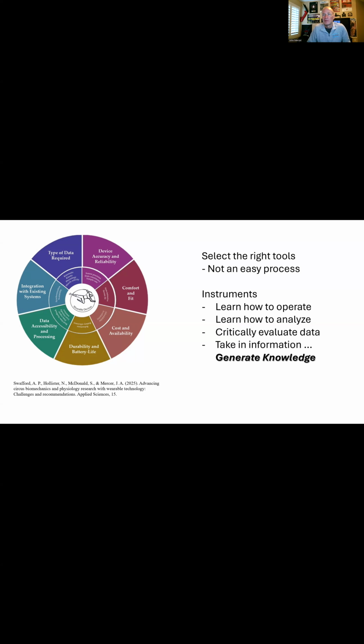Something I advocate with all the students working in the lab is to read everything, because you have to understand the type of data that we're trying to collect and what our target is. And ultimately, you're taking in information from all these different instruments, but you, as a sports scientist, want to generate knowledge.